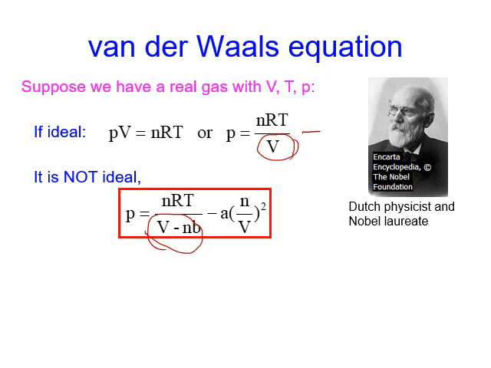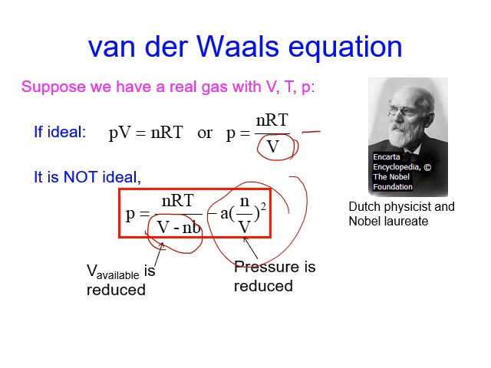And the pressure is reduced by the density squared times A. So one is due to the repulsive force, and this is due to the attraction force. Now, this equation is suitable for real gas. It's based on ideal gas, but we add attraction force and repulsive force, and this equation is called the van der Waals equation.